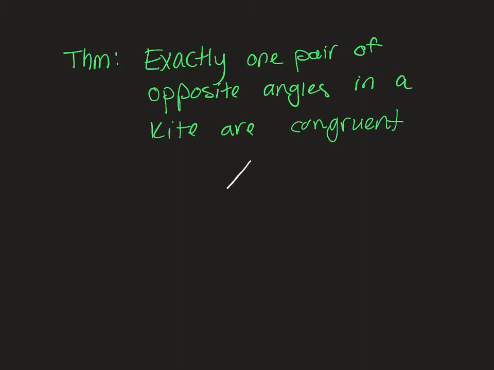Remember, we have a kite where the two pairs of consecutive sides are congruent. So that's a kite, and it says only one pair of opposite angles are congruent. You can tell fairly easily by looking at the picture that it's going to be these two angles here. Those two will be the same, but the other two will not ever be congruent.